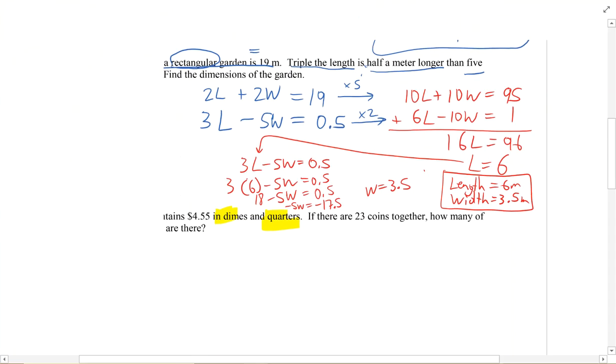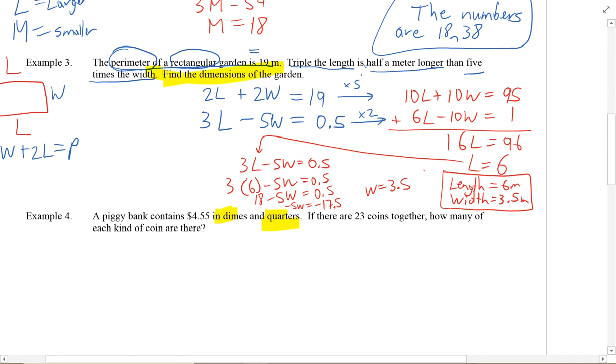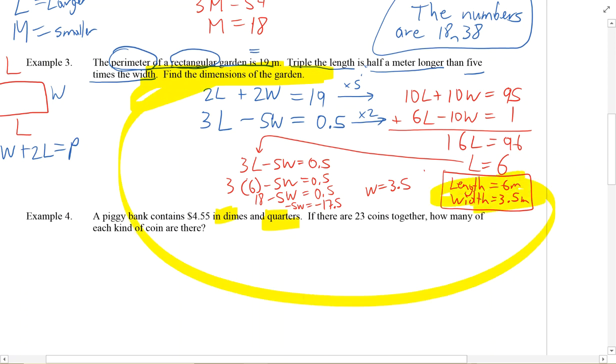And it says right here, find the dimensions of the garden. That's why I needed to write that, okay? Always look at the very last sentence before you write your answer, not like I did on remote control here. Any questions you guys have?